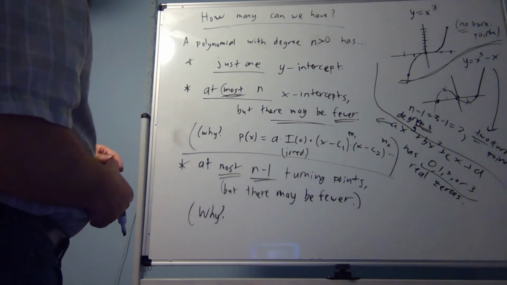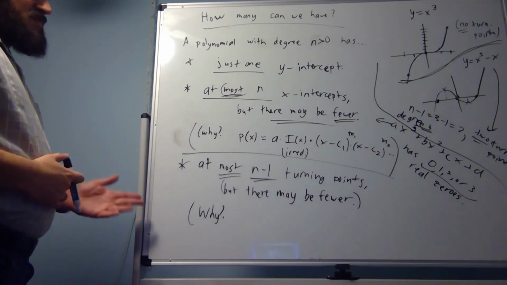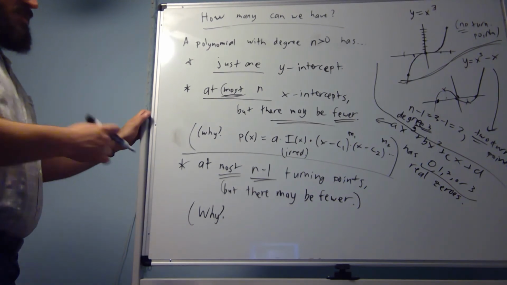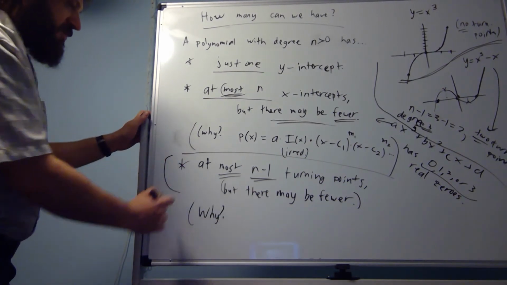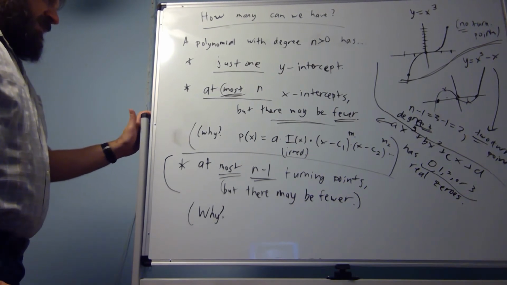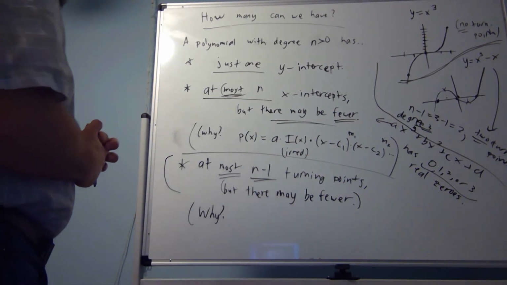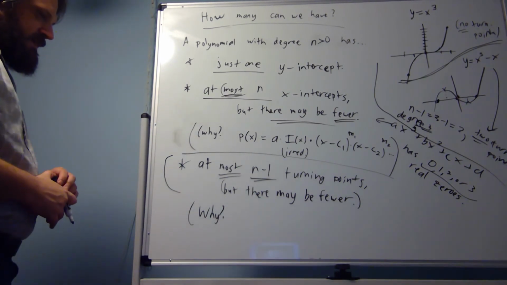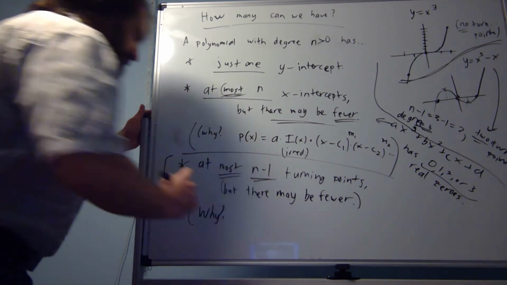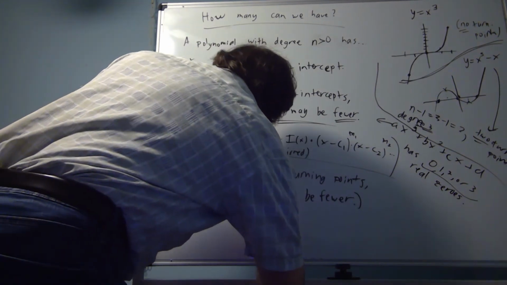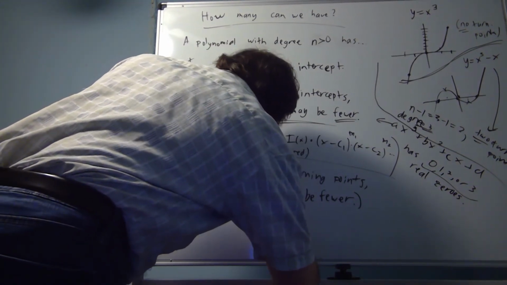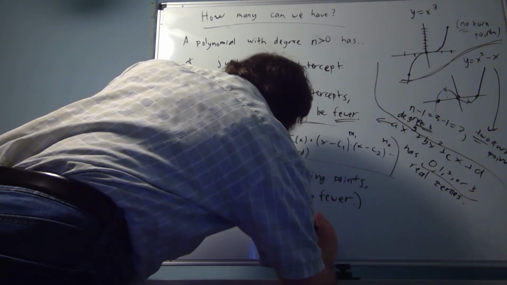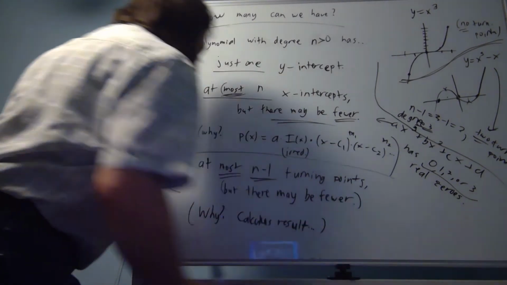In calculus, it's by far the easiest way to prove this fact about polynomials. If you were to graph lots of polynomials, take lots and lots of data points, you would maybe start to suspect that this was true, but the most standard proof is calculus.